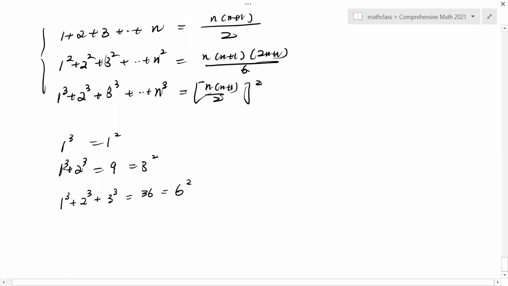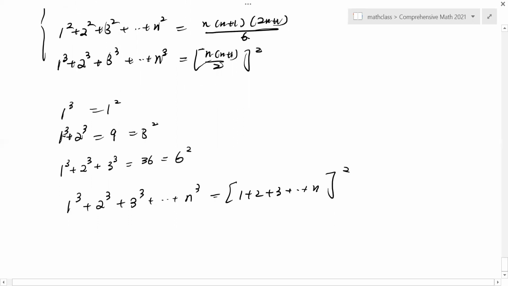And I can also write the above formula in a form like this. And nobody can believe that at the very beginning until they verify and prove it.